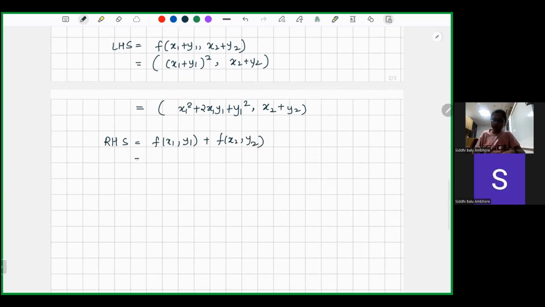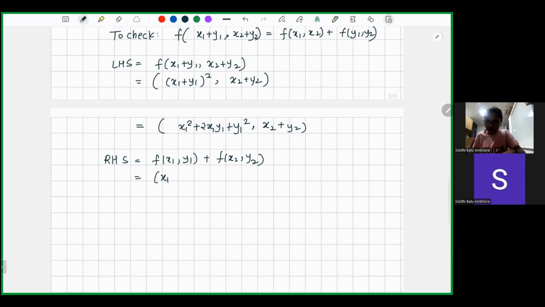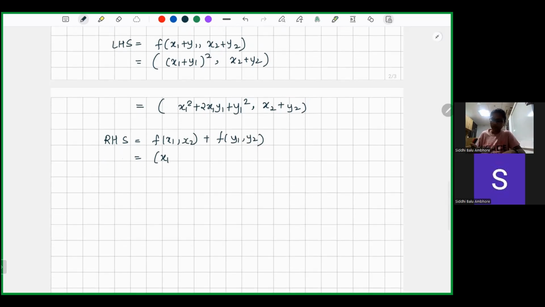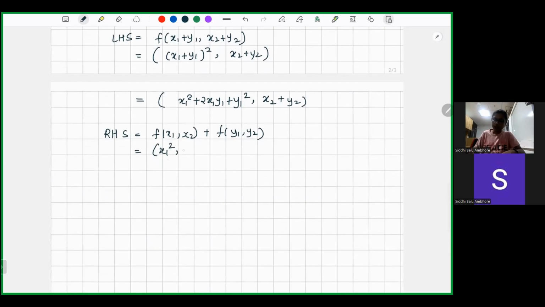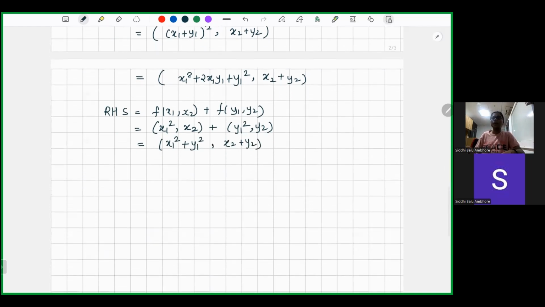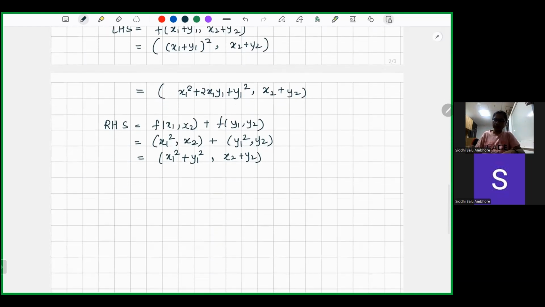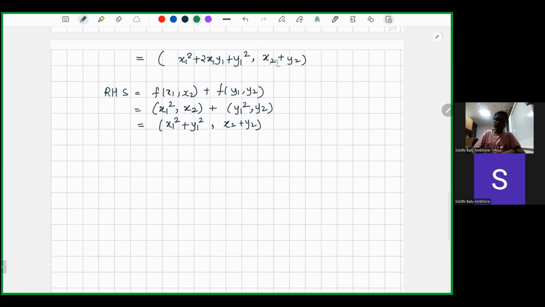And RHS is f of (x1, x2) plus f of (y1, y2), so this is (x1 square, x2) plus (y1 square, y2). So this is (x1 square plus y1 square, x2 plus y2). And these two are not equal, right? The second coordinate is fine, so this one is okay. But the first coordinate is not matching here.